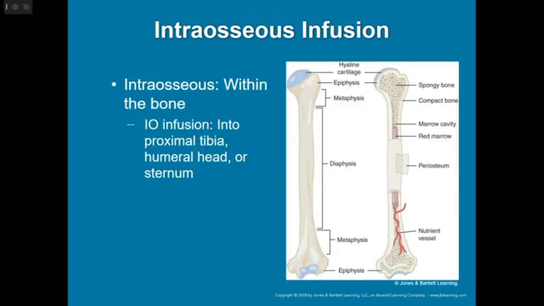You are going to want to put the actual catheter, or drill, right into this area, the metaphysis, right below the epiphysis. Into the spongy area right in here. There's lots of vasculature there that it can then join the rest of the veins.